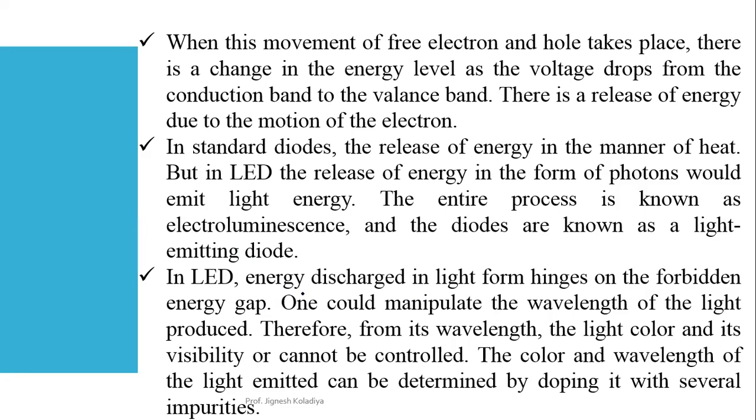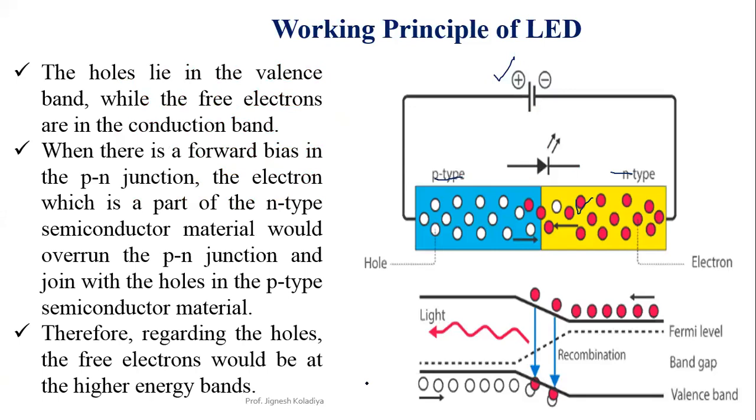So in LED, energy discharge in light form hinges on the forbidden energy gap. One could manipulate the wavelength of light produced in order to obtain different colors, right? So from its wavelength, the light color and its visibility can be controlled. So color and wavelength of the light emitted can be determined by doping it with several impurities. Okay, so this is the LED.